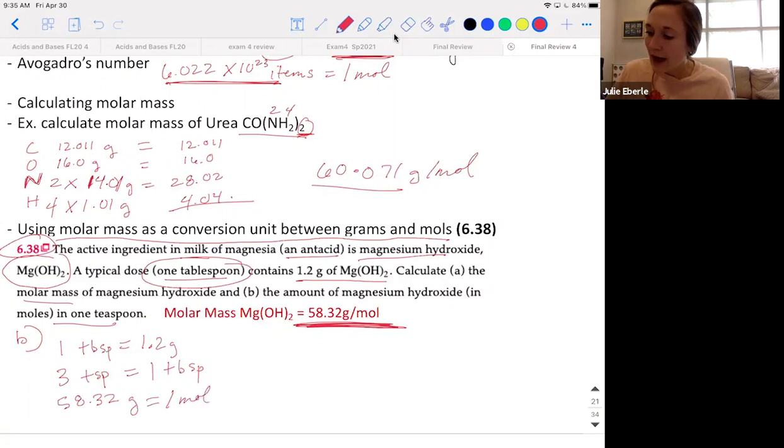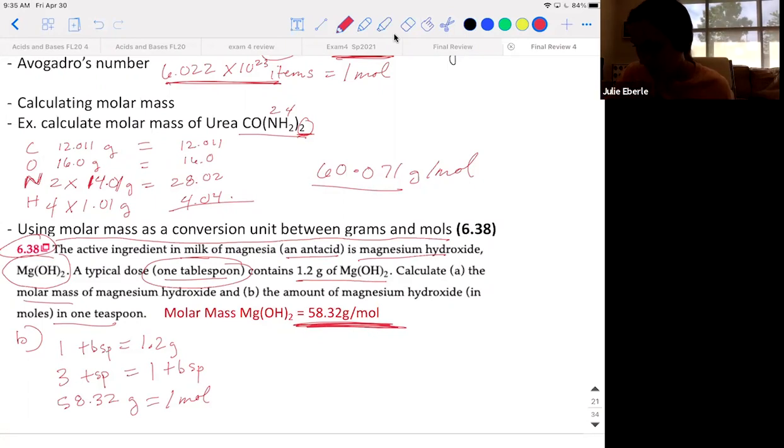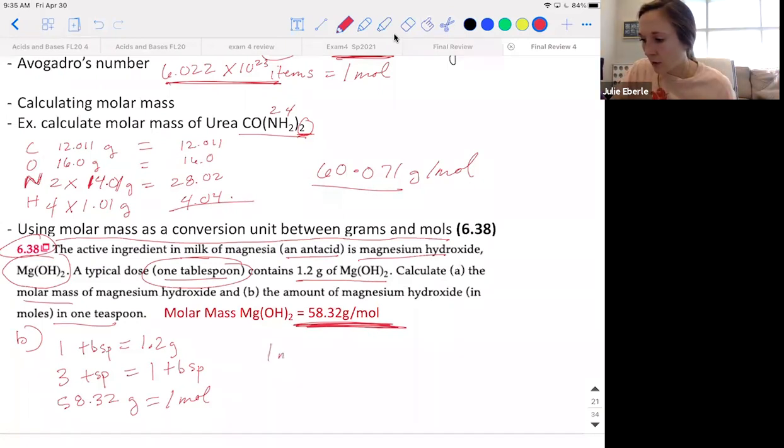So I want to know how many moles are in a teaspoon. Well, I know for every 1 mole, there are 58.32 grams. And the reason I'm starting here is because I want units of moles in my answer, and I want it on the top. So I'm just going to go ahead and put that unit on top where I want it. And then I'm going to cancel everything else. I know there's 1.2 grams per tablespoon. And then I know there's 1 tablespoon for 3 teaspoons.